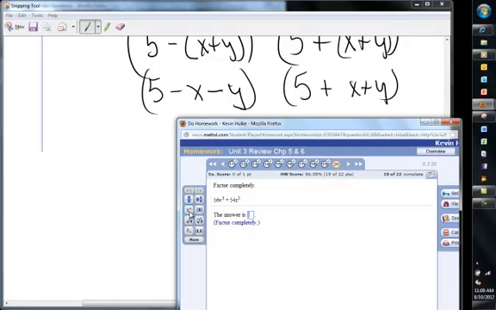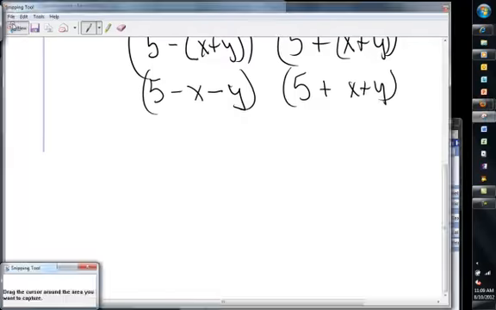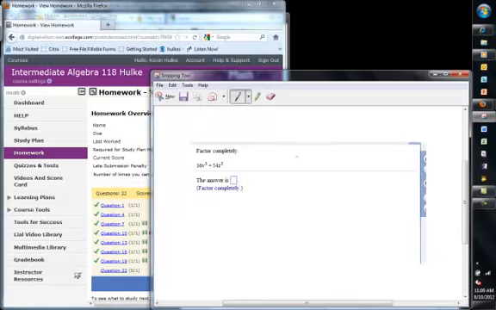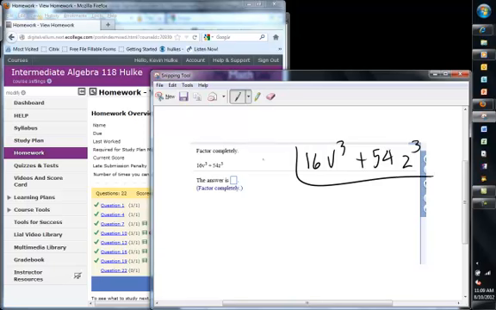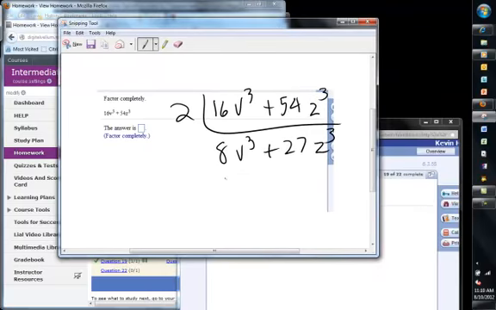Number 20. Another cube. Okay, the first thing we have to do is factor out a common number. 16v cubed plus 54z cubed. We can divide everything by 2, and we get 8v cubed plus 27z cubed. Cube root of 8 is 2v, cube root of 27 is 3z.